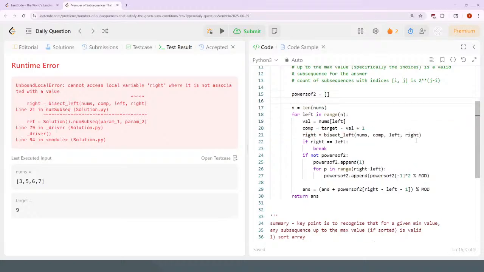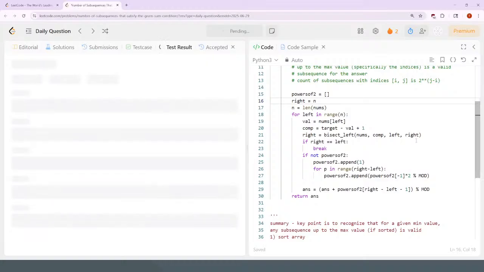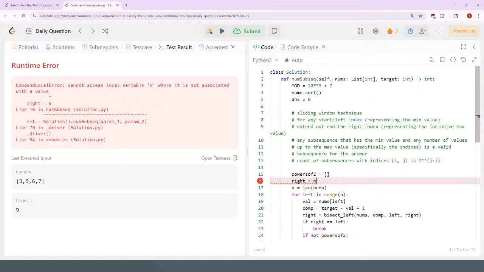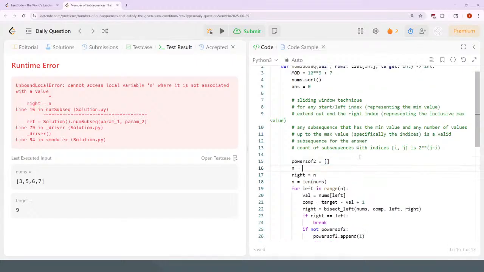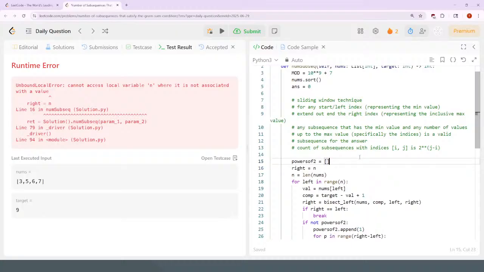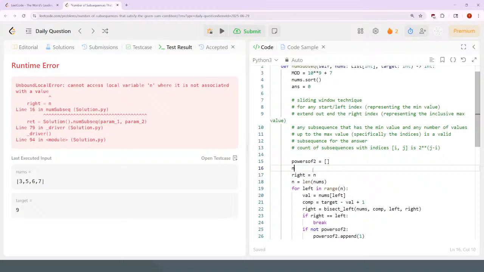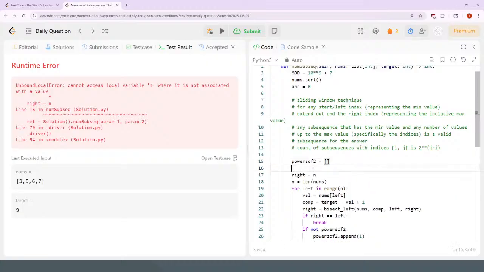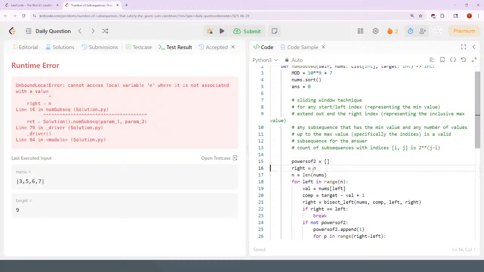I guess right should initially be n, where n is the length of nums. I thought I defined n. Oh, I guess I deleted too much here. What did I delete? Right equals n, where n is equal to length of nums. Oh, whoops, I defined it right afterwards.